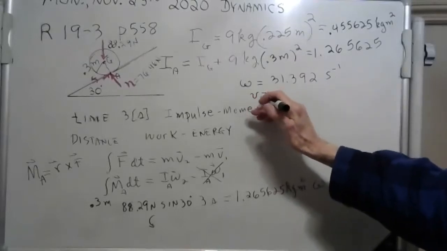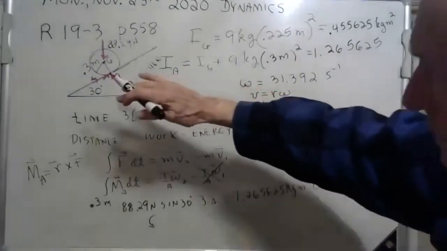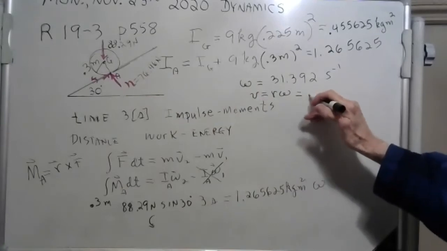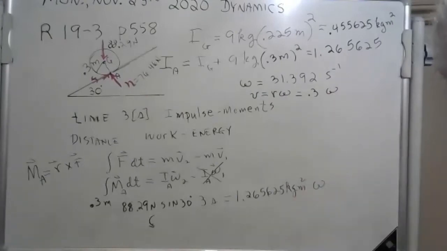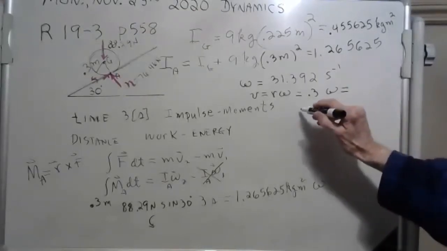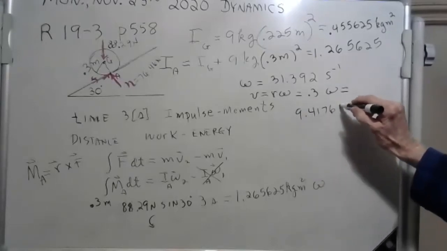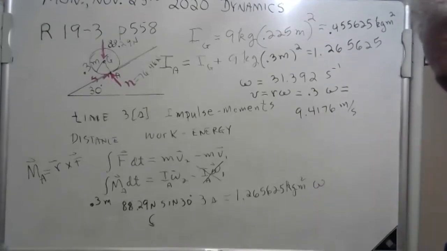The velocity is equal to r omega, and the r is 0.3. So it's 0.3 times omega. Multiply that and let's get the velocity for them. I'm getting 9.4176 meters a second for the velocity.